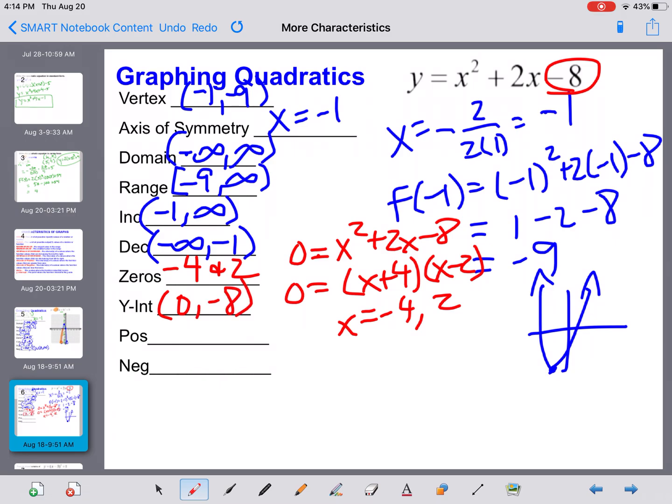And then positive and negative, we should recognize now that this is -4 and this is going to be 2. And so we start on the left arrow for when x is -infinity, we're going to be positive until that first zero of -4. And then from -4 until 2, we are below the x-axis, so we are negative. And then at 2, we start being positive again. So you just have to recognize when and where you cross the x-axis and which value comes first.